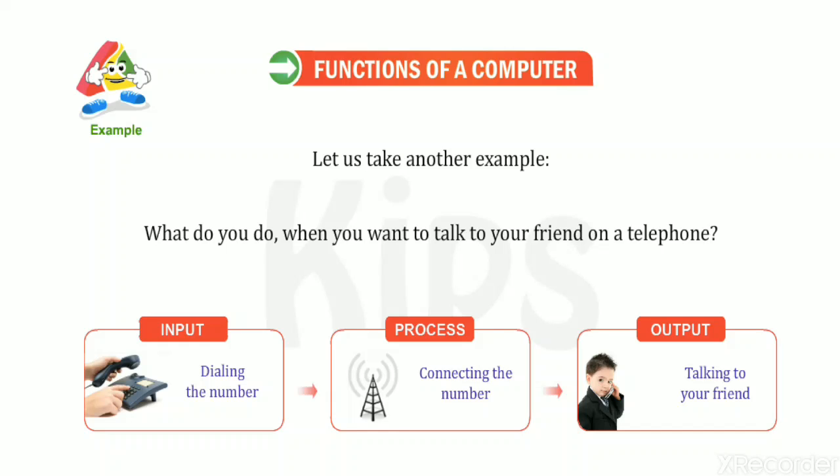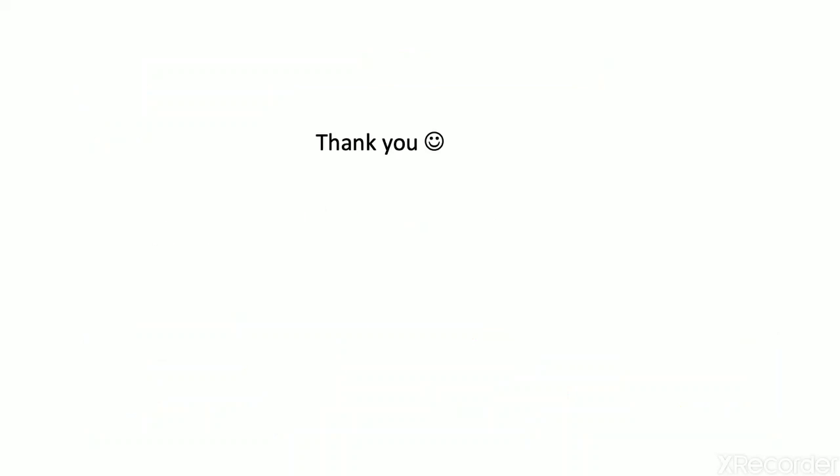Let's take one more example. What do you do when you want to talk to your friend on a telephone? As an input, you dial the number, and the process will be connecting the number to your friend's number, and the output is talking to your friend.